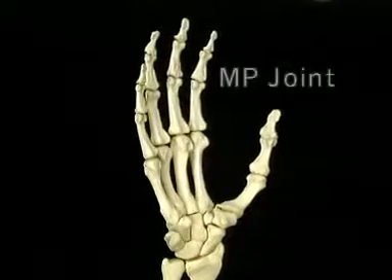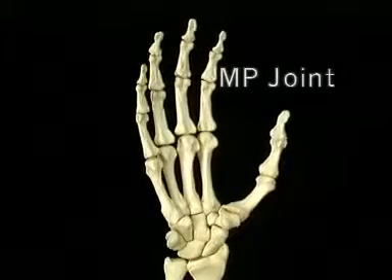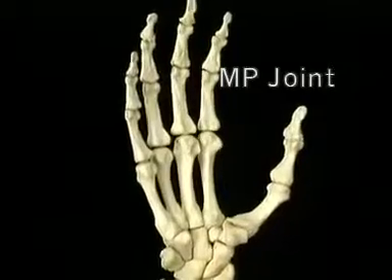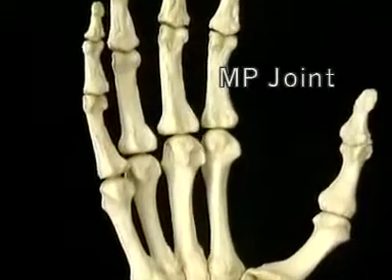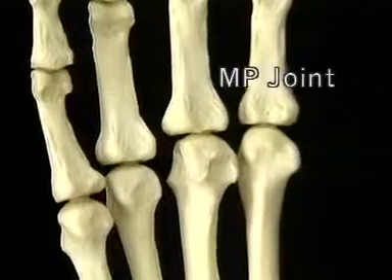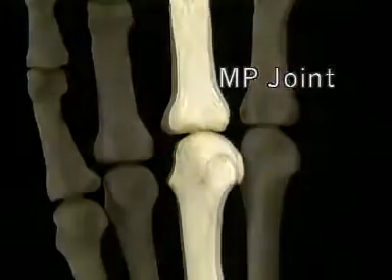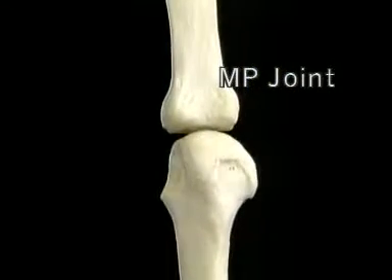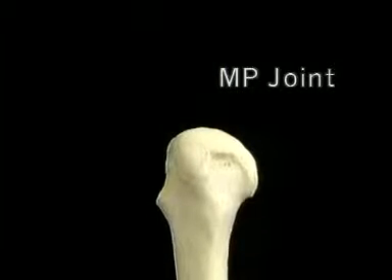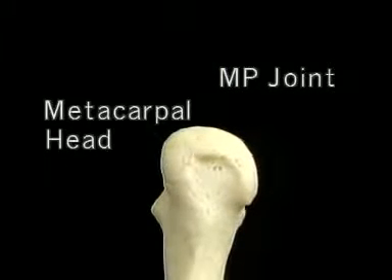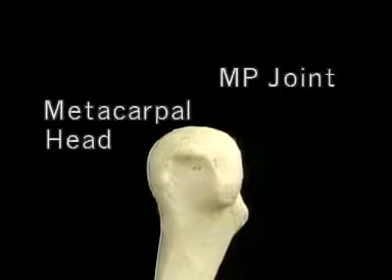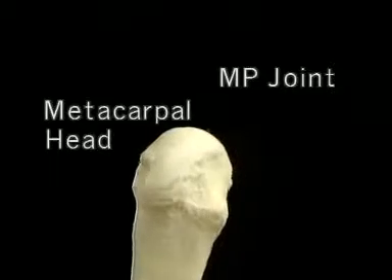Now let's look at the metacarpophalangeal joint, the MP joint. It's the joint at which the finger becomes separate from the hand. We'll take the other fingers away so that we can see it from all sides. The articular surface of the metacarpal head is curved in 2 planes, from side to side and from front to back.